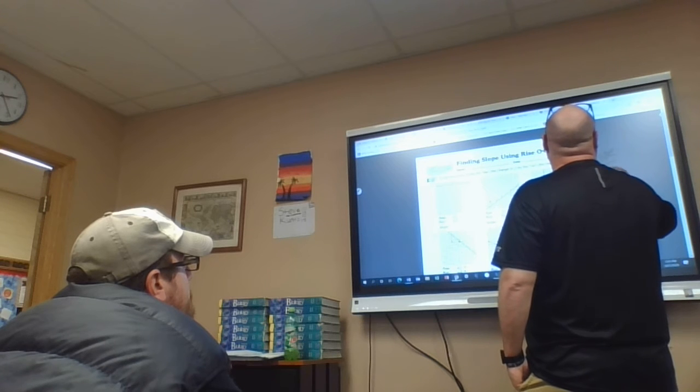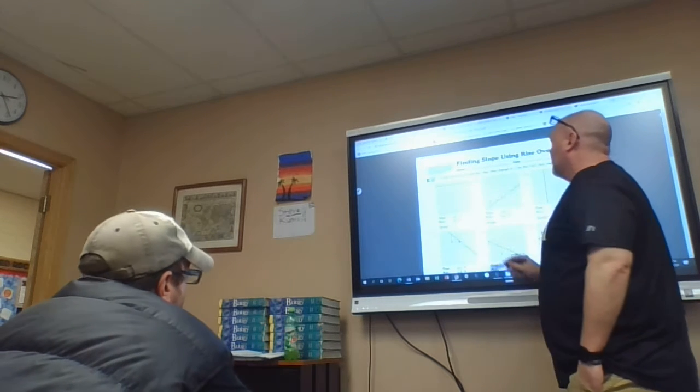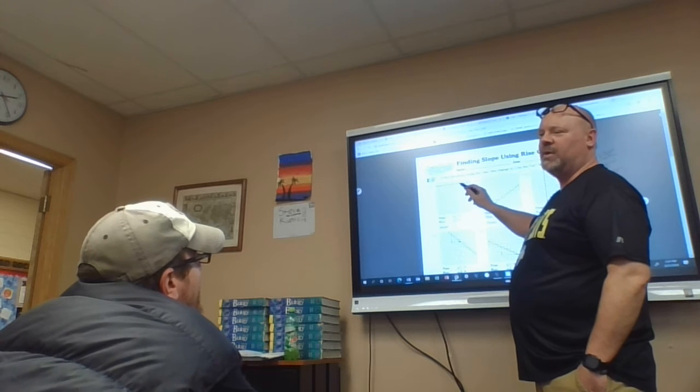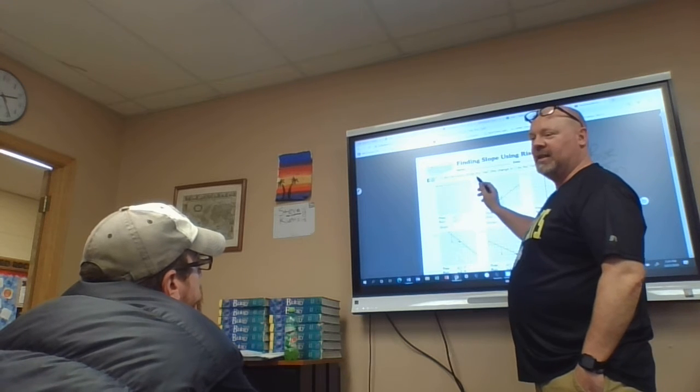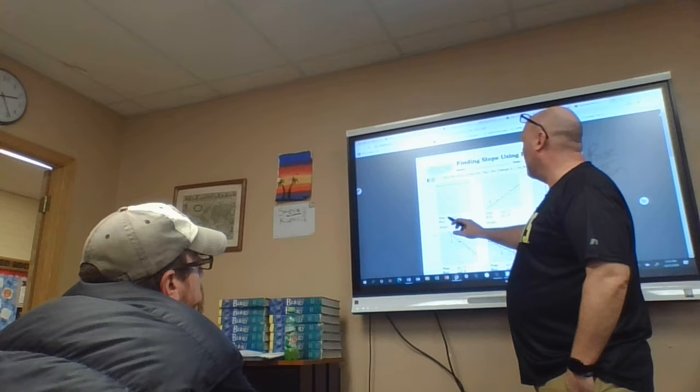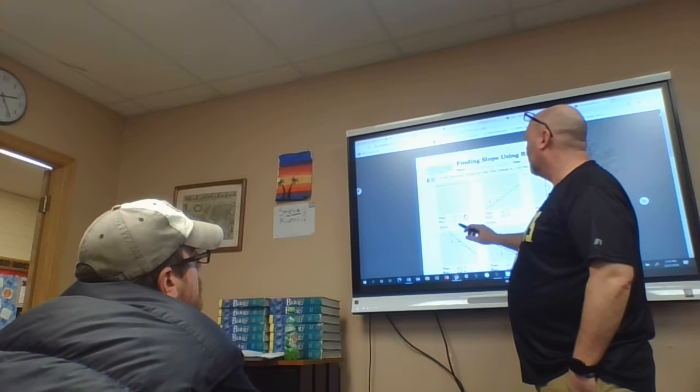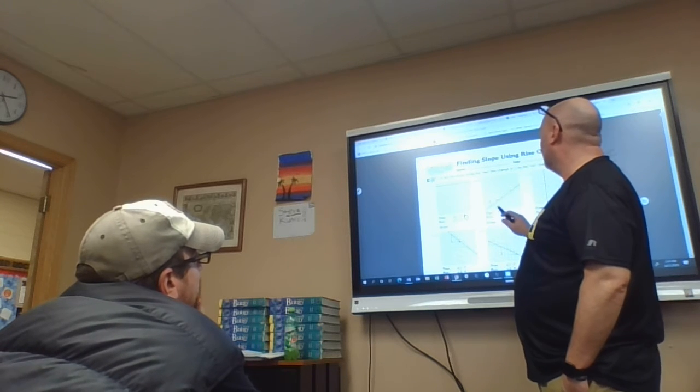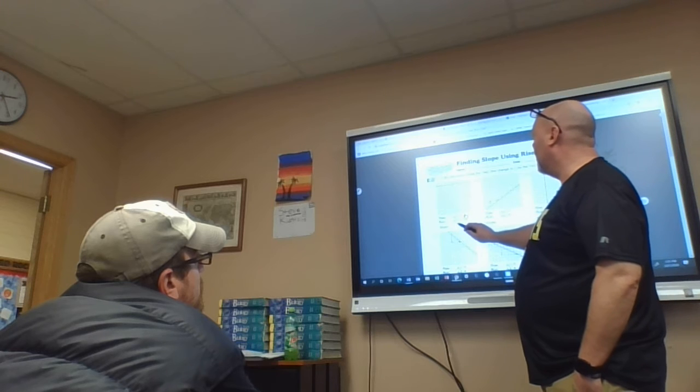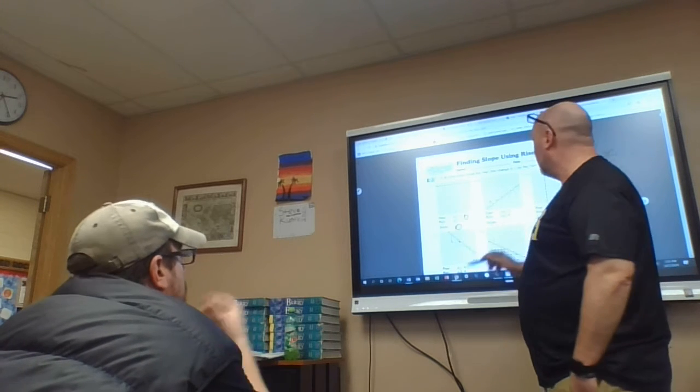Rise over run. Okay? So, is there any rise over this one? It's a flat line, right? So there's no rise, so it's 0, okay? And the run is the same. So that means the slope is 0, right? It doesn't go anywhere, okay?